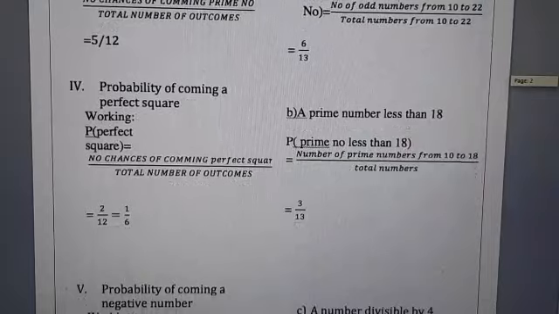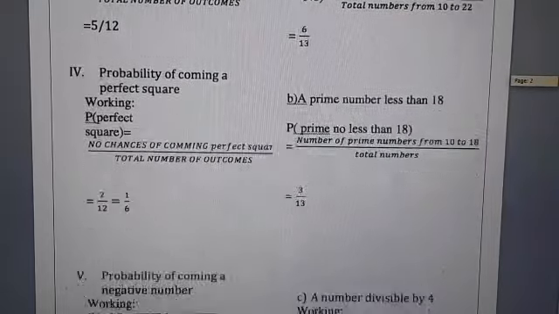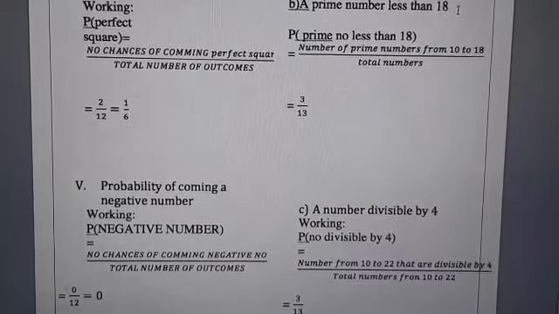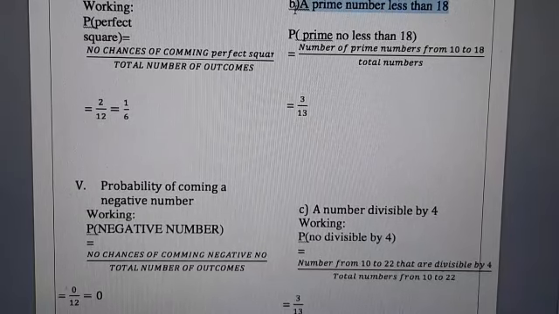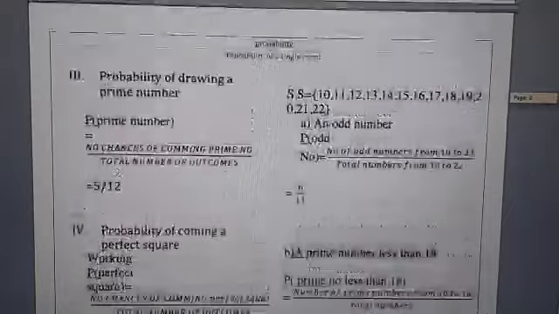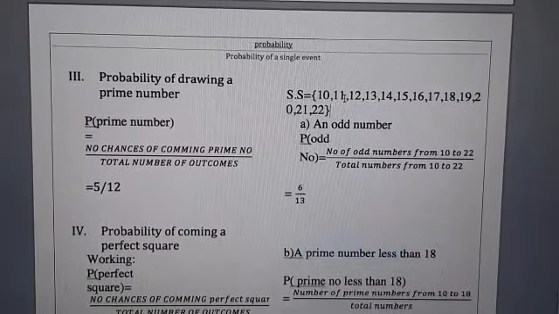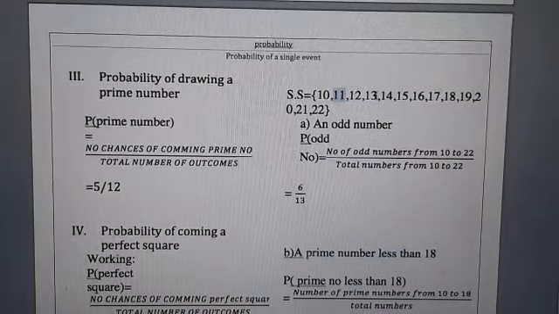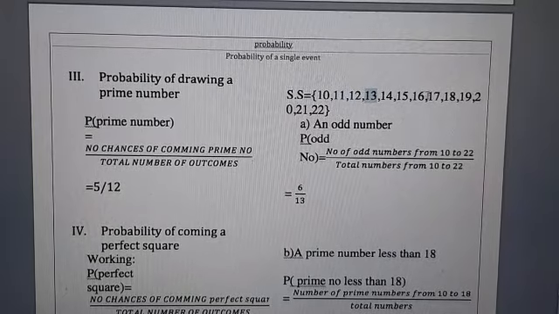So the probability will be 6 over 13 of having an odd number. Next one is how to find the probability of having a prime number less than 18. Now go to the sample space and look for the prime numbers less than 18. 11, 13, then you have got 17.